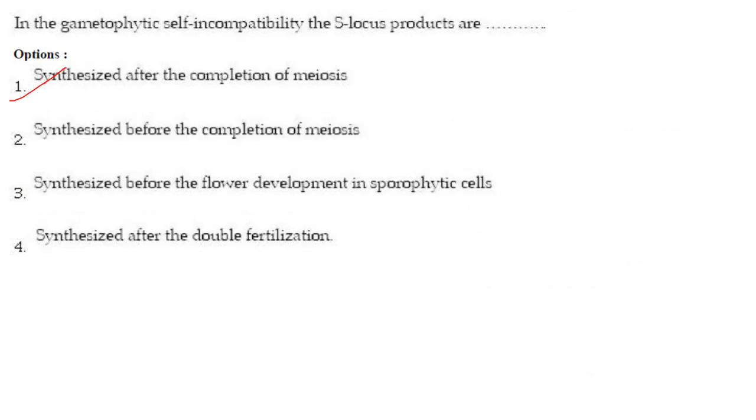Next one. In the gametophytic self-incompatibility, the S locus products are option 1, synthesized after the completion of meiosis, 2, synthesized before the completion of meiosis, 3, synthesized before the flower development in sporophytic cells, 4, synthesized after double fertilization. Answer is option 1, synthesized after the completion of meiosis.